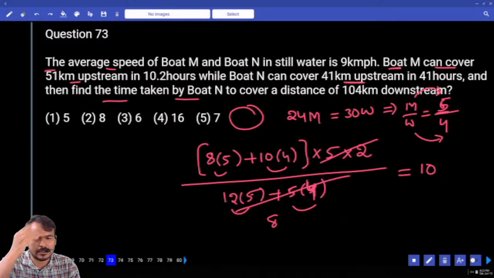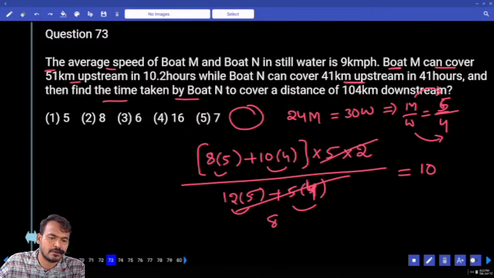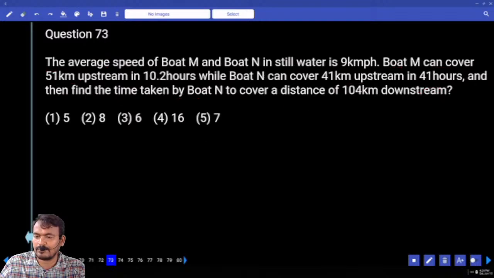Question number 73. The average speed of boat M and boat N in still water is 9 km per hour. Boat M can cover 51 km upstream in 10.2 hours, while boat N can cover 41 km upstream in 41 hours. Then find the time taken by boat N to cover a distance of 104 km downstream.